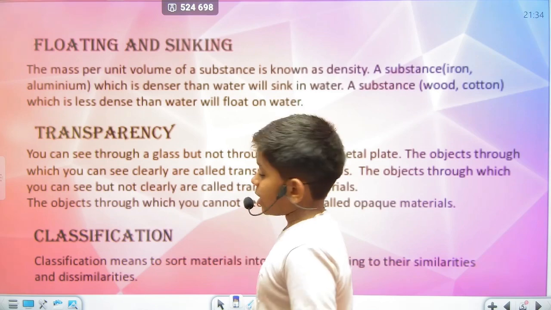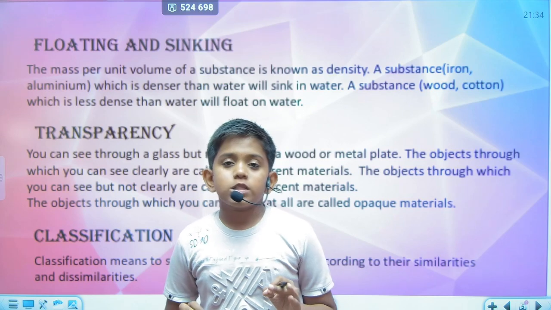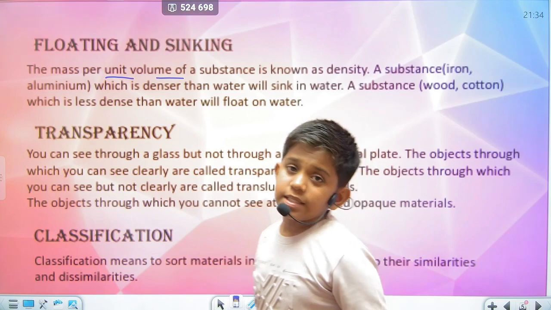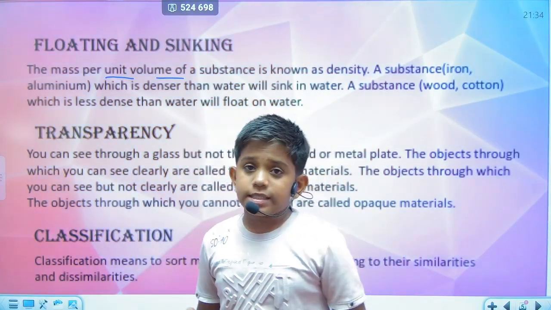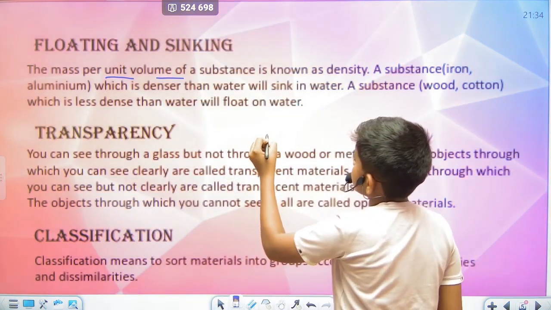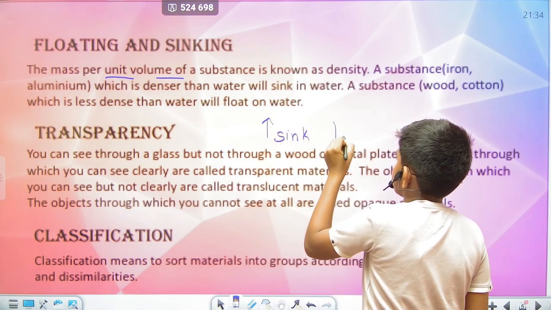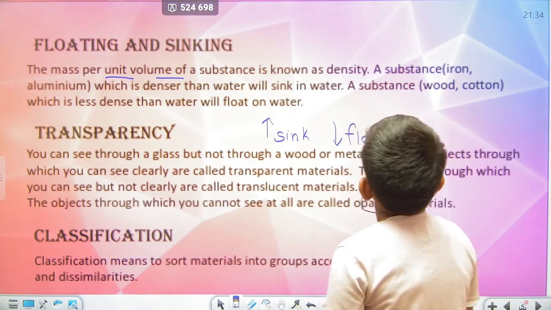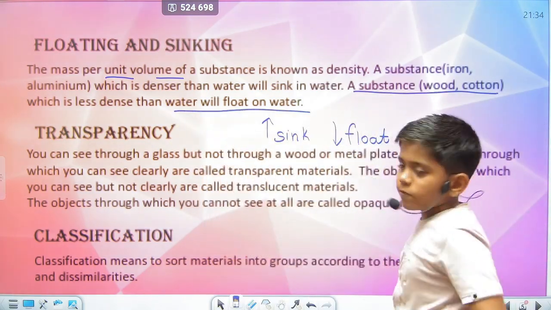Floating and sinking. Why does this floating and sinking happen? The mass per unit volume of a substance is known as density. A substance such as iron or aluminium, which is denser than water, meaning its weight is more than the water for the same volume, will sink in water. If the density is more, it will sink, and if the density is less, it will float. A substance such as wood or cotton, which is less dense than water, will float on water.